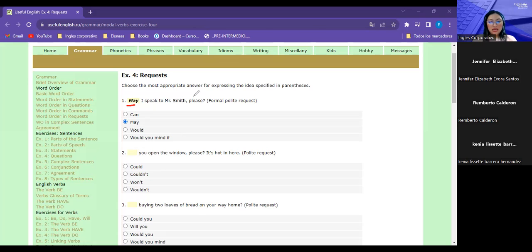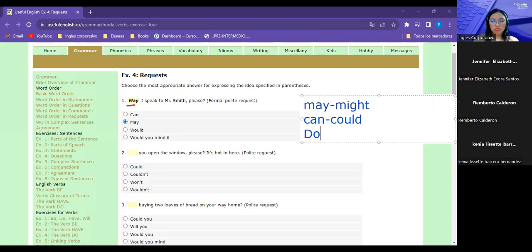Okay, may. Y nadie me dijo la forma pasada de may. May, it's in the present form. Might. Lo mismo que can. Could. Do. Did. Y así, siempre hay una forma pasada para los verbos auxiliares, ¿sí? Los verbos modales. So, may, it's a very, very formal request. Es muy formal.